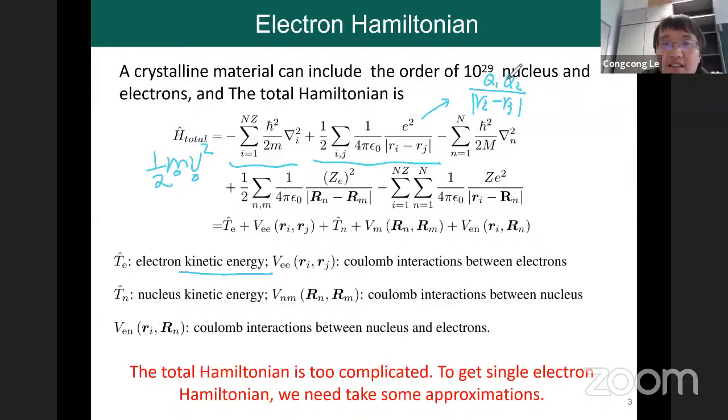Another two terms are about the nucleus kinetic energy and its interactions. The last term is the interaction between nuclei and electrons. If you see this total Hamiltonian, maybe you feel it's very complicated. So in order to get the single electron Hamiltonian, we need to take some approximations. So in the next slide, I will give some approximations.